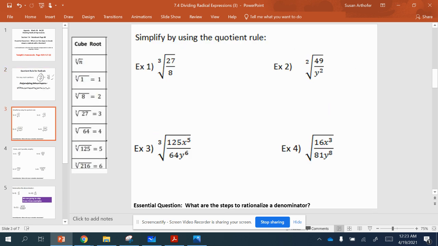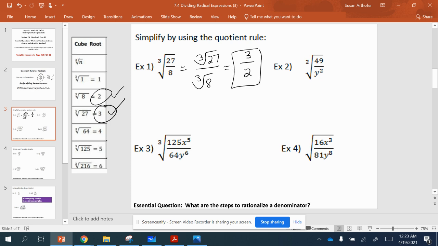We have the cubed root of 27 over 8. So we're going to take the fraction and we're just going to break it up. Usually students are doing this in their brain, but I'll write it out. You just take the cubed root of the top, 27, which is worth 3. And the cubed root of 8 is worth 2. And you're done.